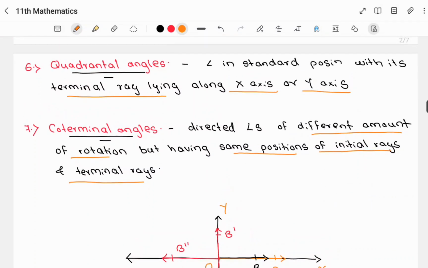So let us revise. What were quadrantal angles? Those were the angles in the standard position. That is, the vertex should be at the origin and the initial arm should be on the positive x-axis. And the final arm can be anywhere on the x-axis, positive or negative, or anywhere on the y-axis, positive or negative. Then we have coterminal angles. What are coterminal angles? The angles which have a different amount of rotation, but the positions of the initial and final arm coincide.